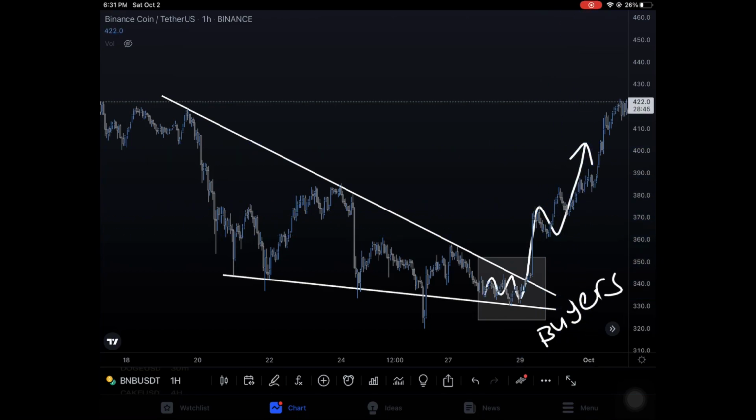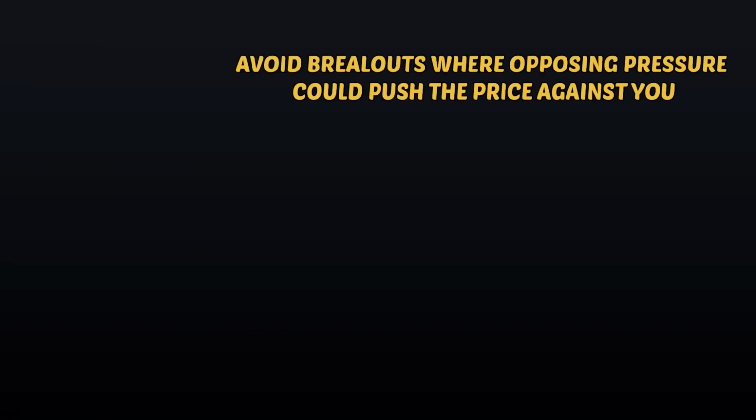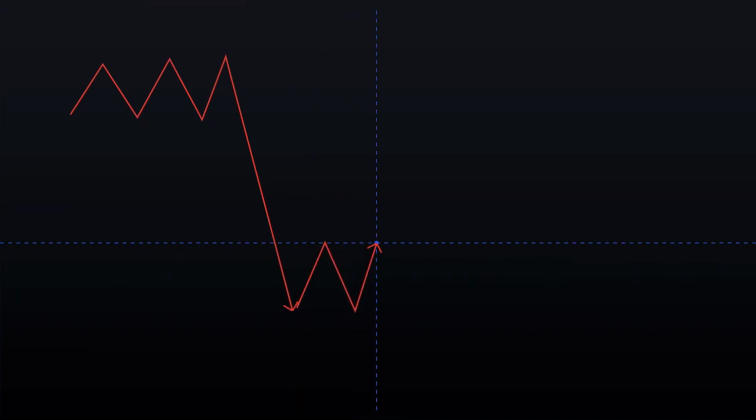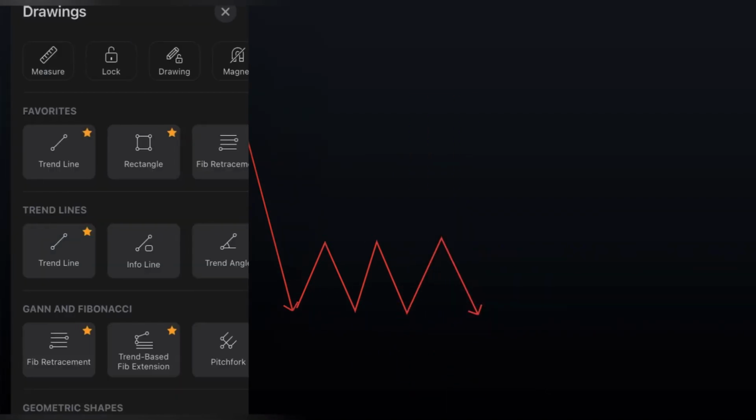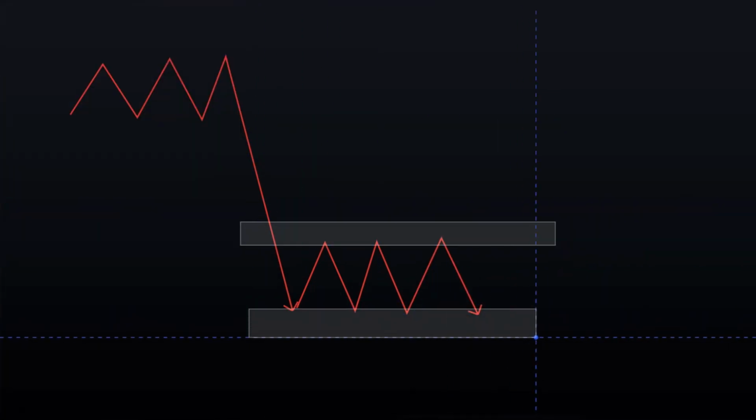Now, the third one is to avoid breakouts where opposing pressure could push the price against you. Now, what do we mean by this? Let's say, for example, we have a selling pressure over here that leads to a huge decrease in the price, and then we have here a market structure where the price is about to break out.